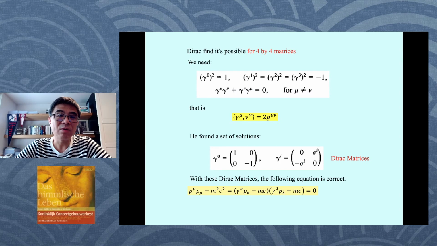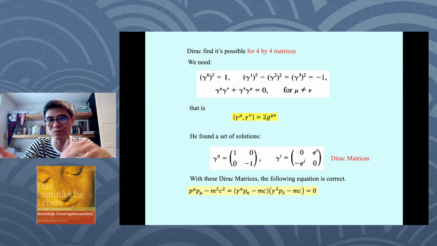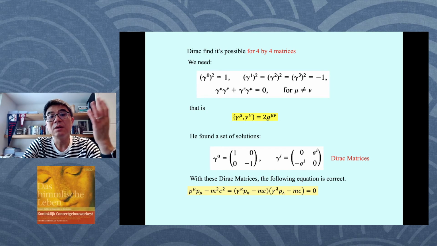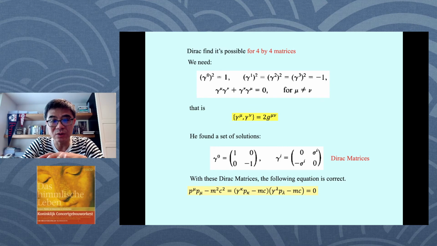Okay, so Dirac, actually, I think he can prove mathematically that it is impossible for 2 by 2 matrices. So the next you should try probably 3 by 3. And Dirac probably also proved mathematically that it is impossible for 3 by 3. So the next step, of course, is 4 by 4. And we indeed find 4 by 4 matrices that satisfy the relation we want.